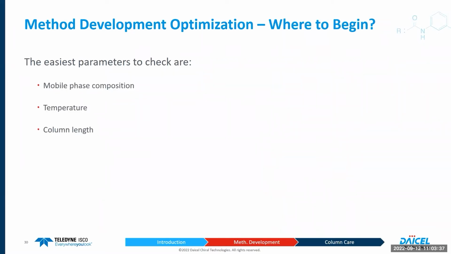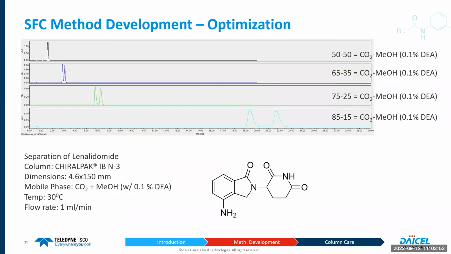Now, where do you begin though? I showed you some of the screening results, but where do you begin in terms of optimizing things or trying to get a baseline resolution? Well, the easiest parameters often to check are mobile phase composition, temperature, and column length. So as an example here, lenalidomide separates well under SFC mode with Chiral Pack IBN. At the bottom here, 85/15 CO2/methanol, very long retention time.